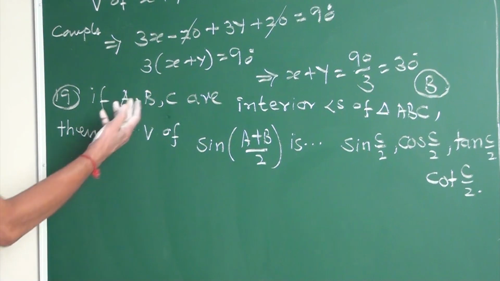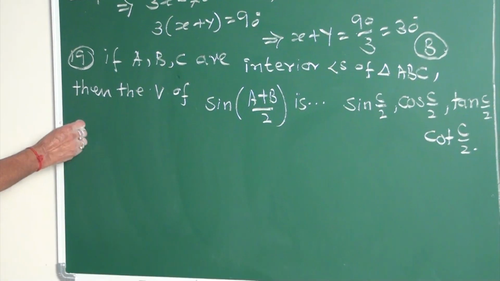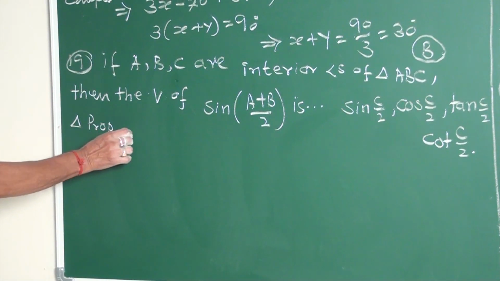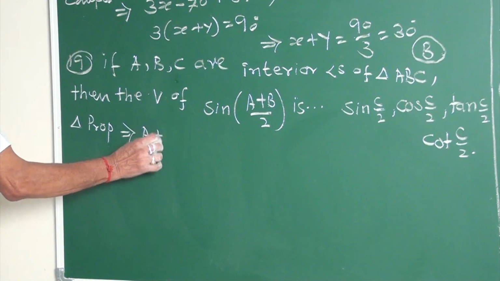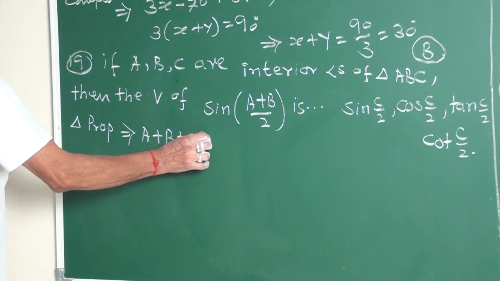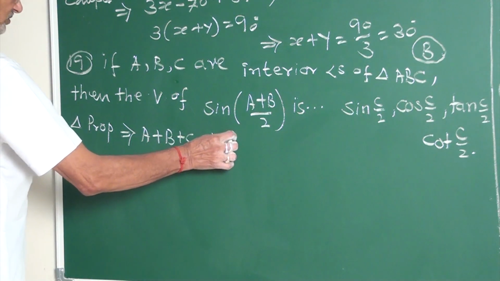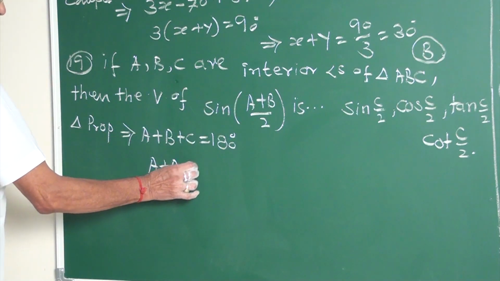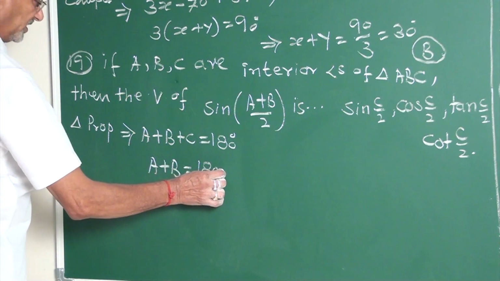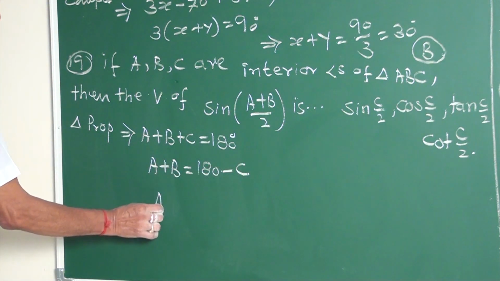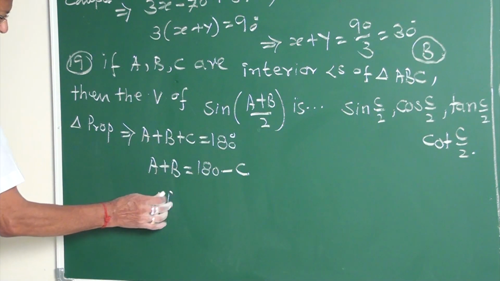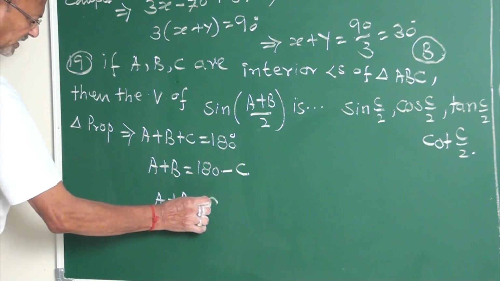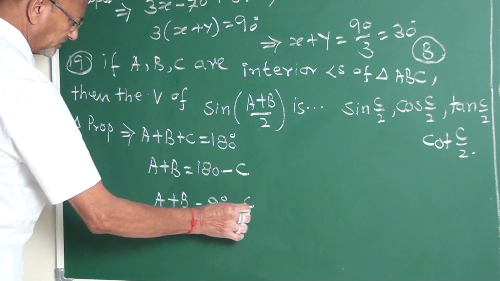Yes, my friend. Interior angles of a triangle. Therefore, the triangle property gives A plus B plus C is 180 degrees. You wanted only A plus B. A plus B is 180 minus C. You wanted division, so divide: (A plus B) by 2 is 180 by 2 minus C by 2.